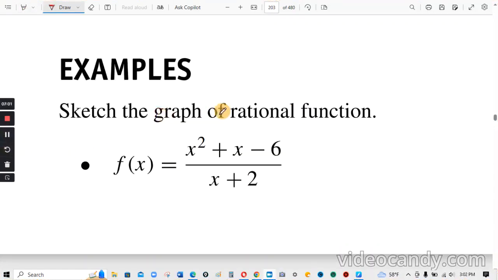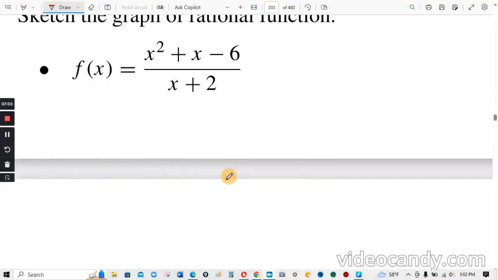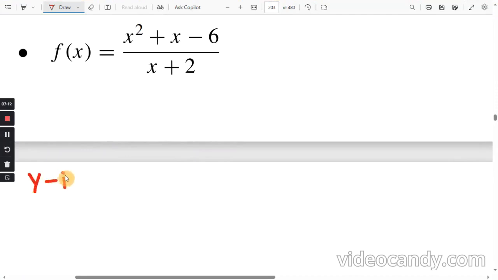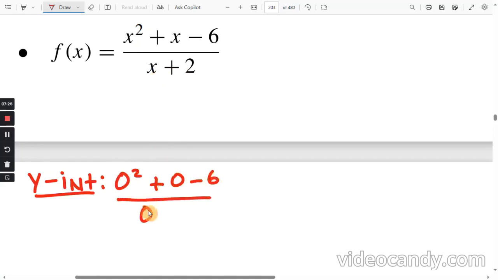All right, sketch the graph of the rational function. So we're going to start out the same way as we did with the other ones. For the y-intercept, we're just going to use x equals 0. So 0 plus 0 minus 6, divided by 0 plus 2. All right, the zeros are gone. Negative 6 divided by 2 is negative 3.